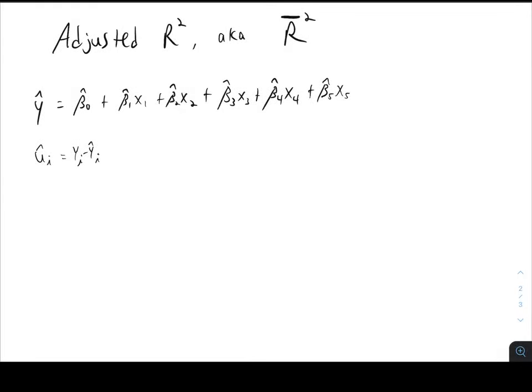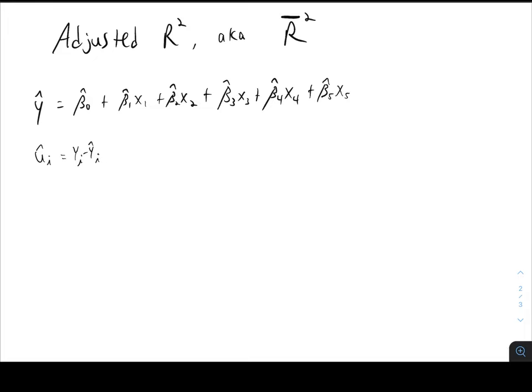Let's talk about the adjusted R squared, also written as R bar squared, but nobody says that. That's just how you would write it down. But before we get into that, let's go and talk a little bit more about regular R squared.